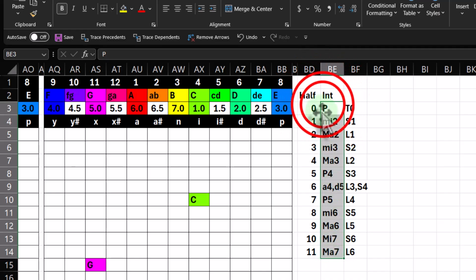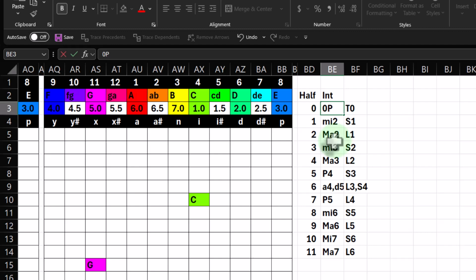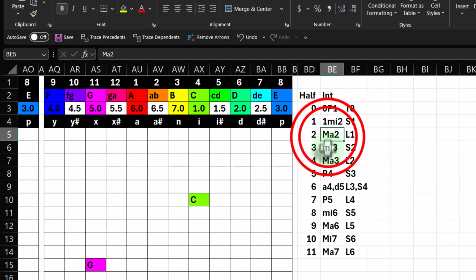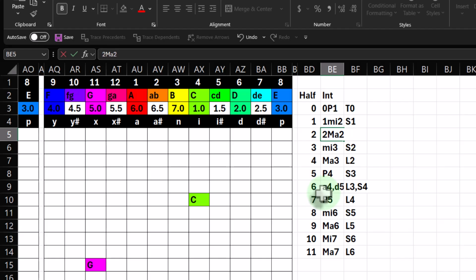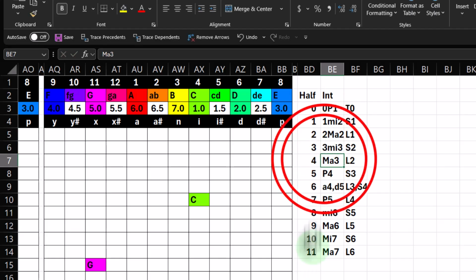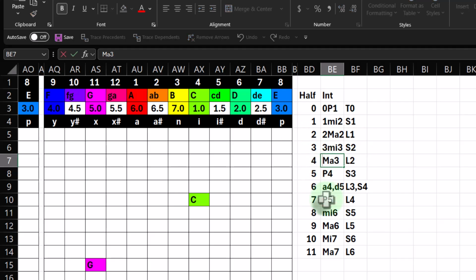Now, if I'm going to also add the 0 up front, this is what I'm going to say: it's 0 notes away, perfect, and then I'll say first. And then this is going to be a 1 note away, minor second. This is going to be a 2 note away, major second. This is going to be a 3 note away, minor third. This is going to be a 4 note away, major third. This is going to be a 5 note away, perfect fourth. This is going to be a 6 note away, either augmented fourth or diminished fifth.